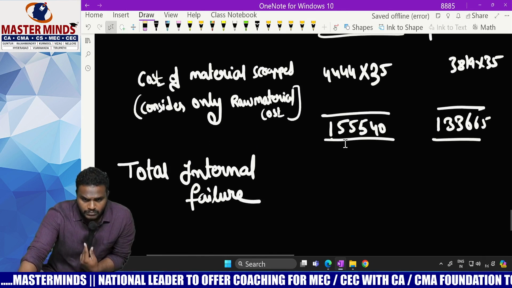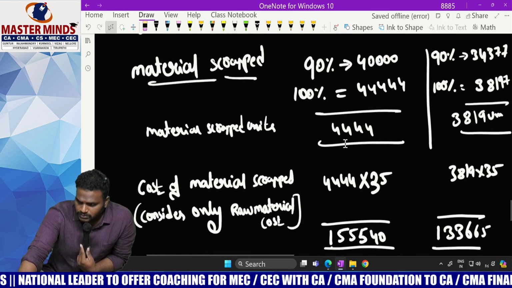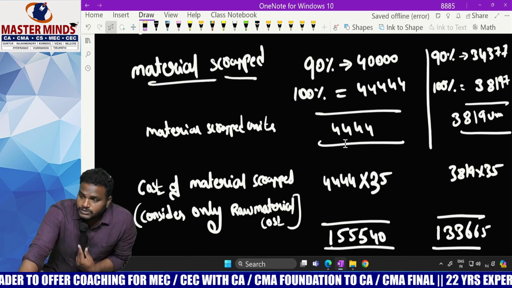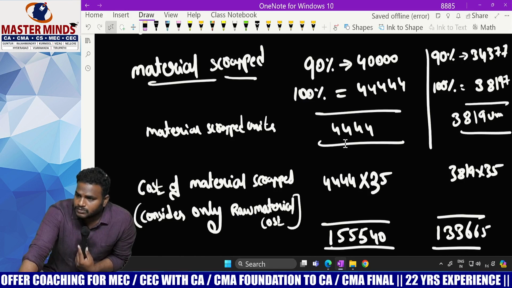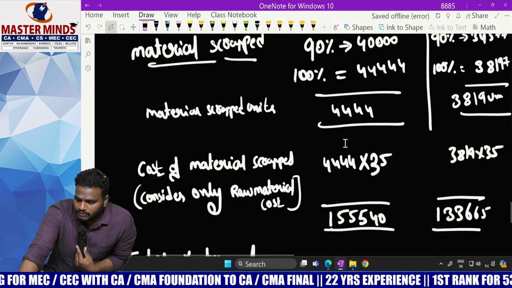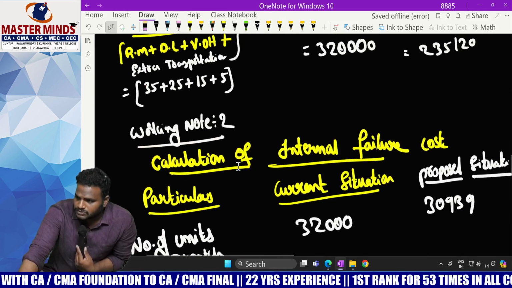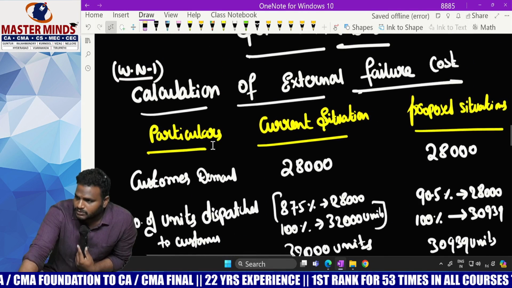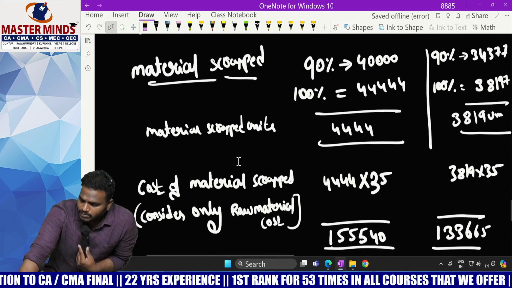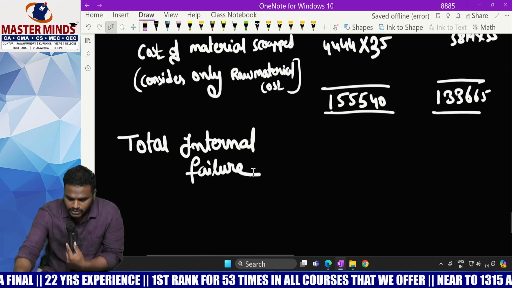Anybody have any doubt? Any point is missing? Proposal. All these are working notes only. This is working note number 2, this is working note number 1, but still in working notes only. Up to here, anybody have any doubt? No? Okay, calculate the total internal failure now.